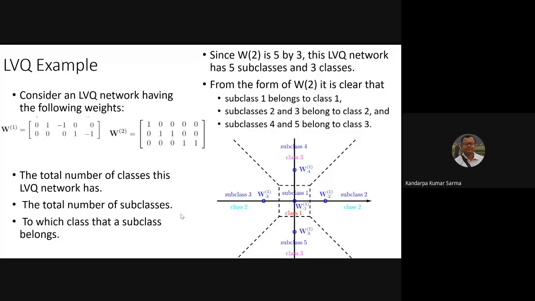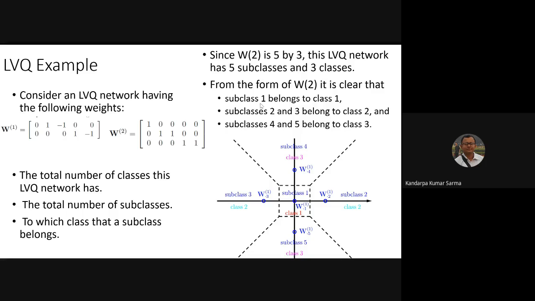We now have a few queries to see, to find the total number of classes this learning vector quantization has, the total number of subclasses, and to which class a subclass belongs. Since W2 is a 5 by 3 matrix, this learning vector quantization network has 5 subclasses and 3 classes.